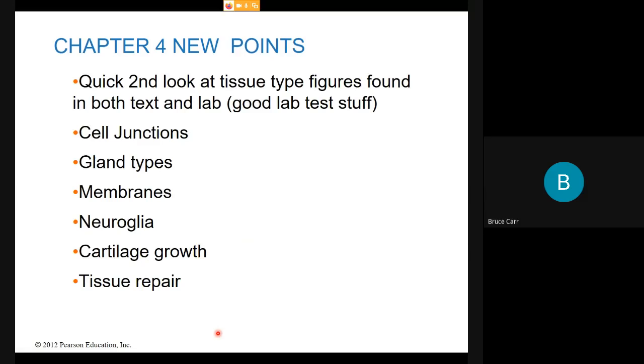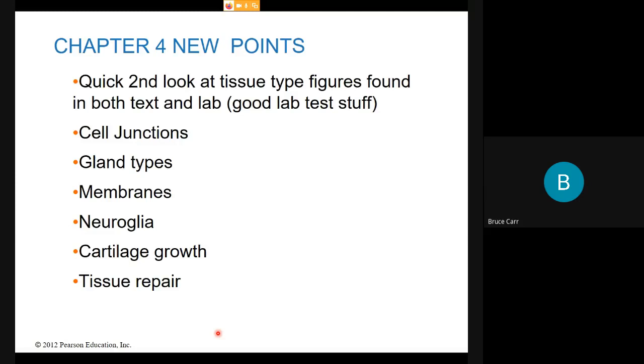So chapter four, our summary points. We looked at four tissue types. Our second good look, we saw epithelial tissue, which is surfaces. It will always face the space. We also learned that there are different numbers of layers and different shapes to the cells, and that all glands form from epithelial tissue.